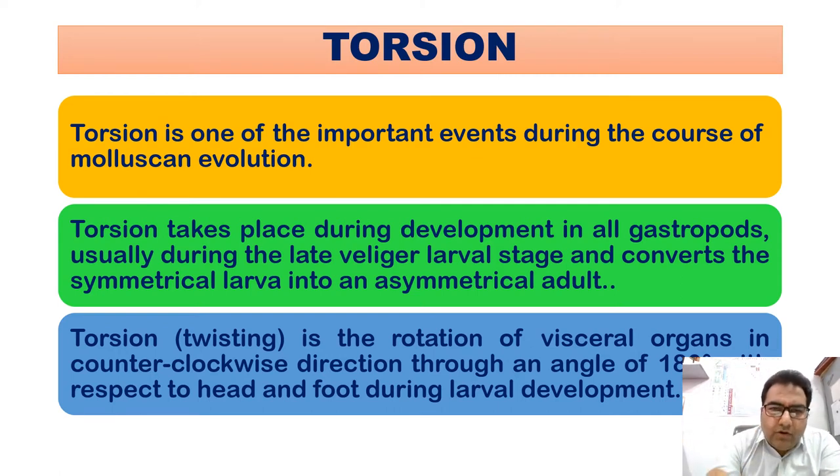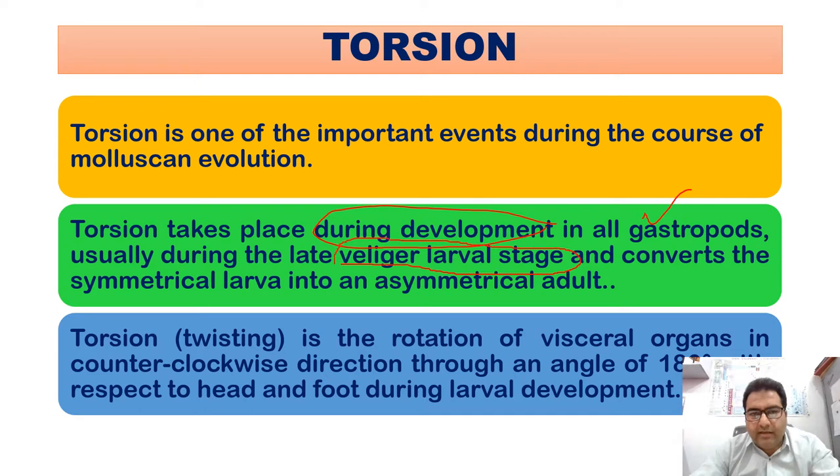And then you have to keep in mind that torsion takes place during development in all gastropods, usually during the late veliger larval stage. So it is the late veliger larval stage wherein this veliger larva converts the symmetrical larva into an asymmetrical adult.